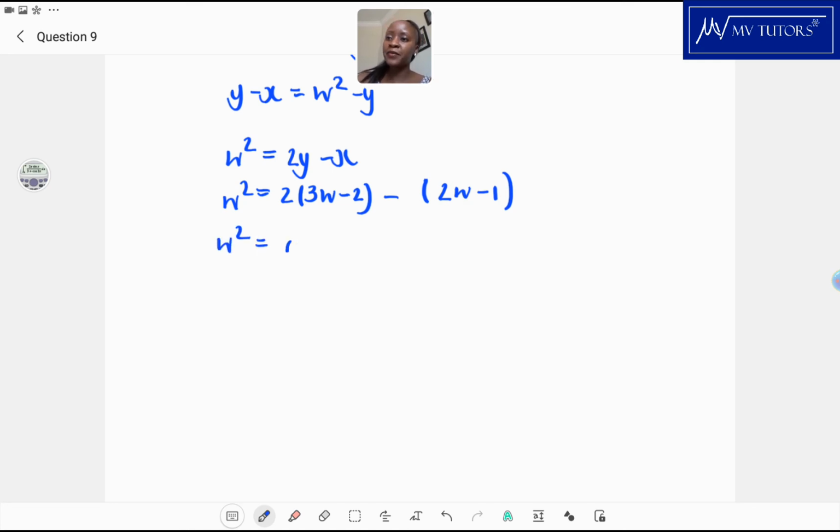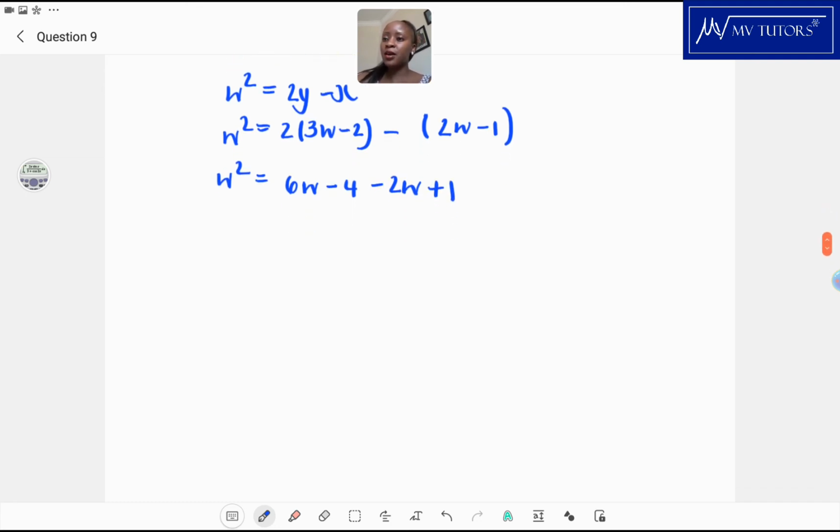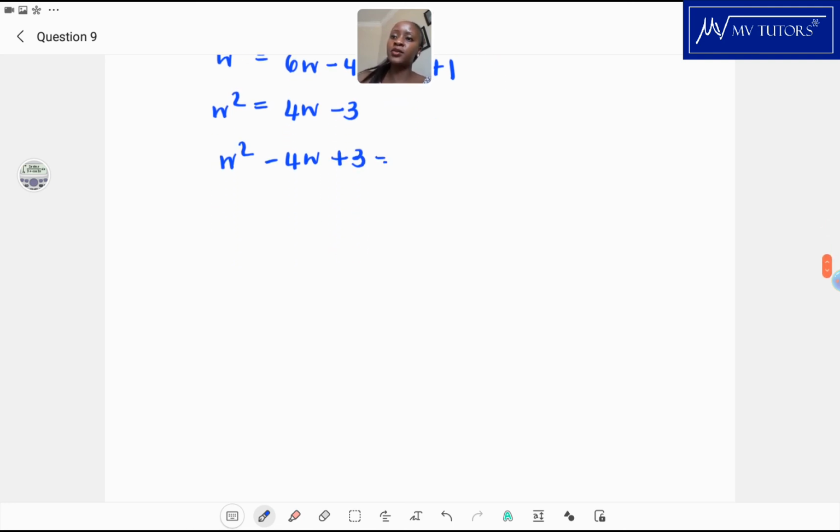So we have 6w minus 4 minus 2w plus 1. Now, let me simplify it further. 6 minus 2, that is 4w, minus 4 plus 1, that is minus 3. So taking everything to the left-hand side, I have w squared minus 4w plus 3 is equal to 0.